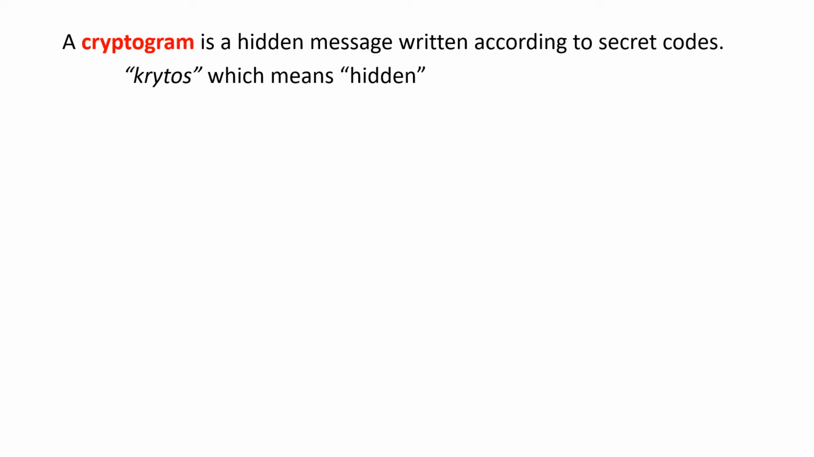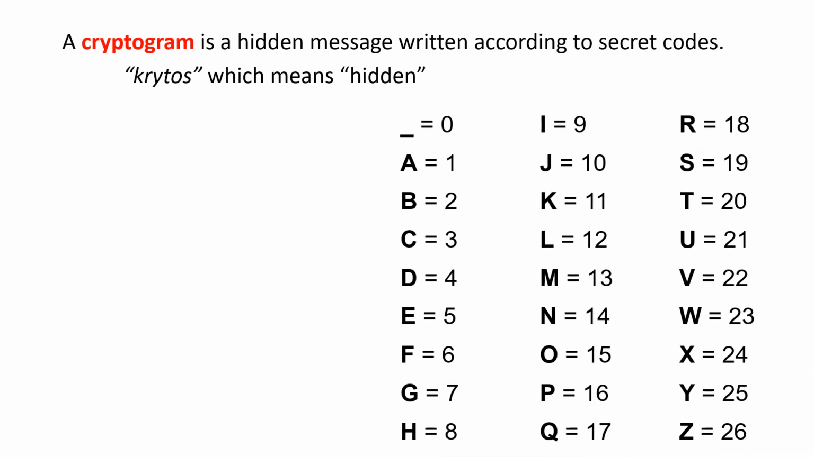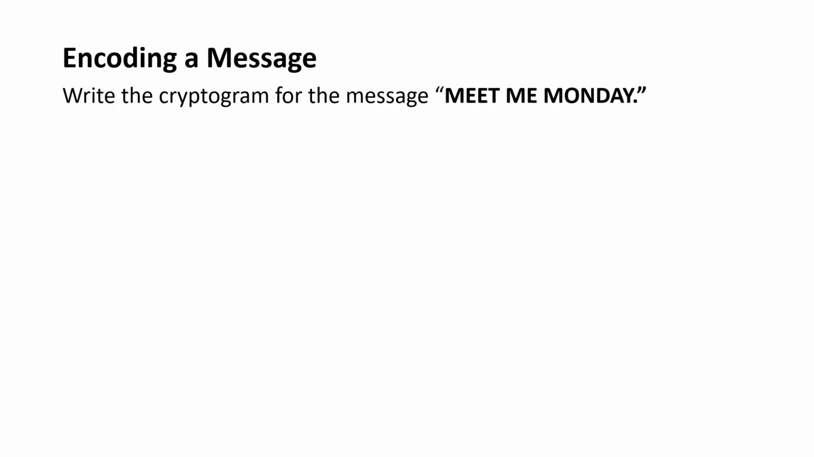To begin, we need to assign numbers to each letter in the alphabet using the character keys. We will use the following correspondence wherein letters A to Z correspond to numbers 1 to 26. A space is represented by 0 and punctuation marks are ignored. So let's have this example of encoding a message using matrices. Write the cryptogram using the message "Meet me Monday."